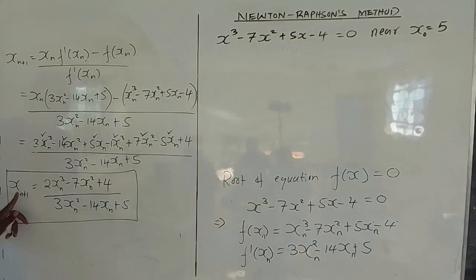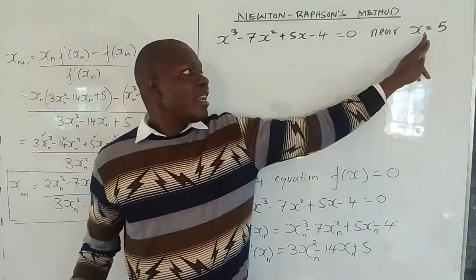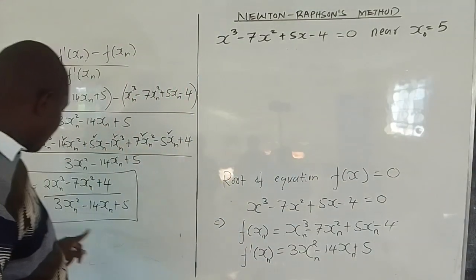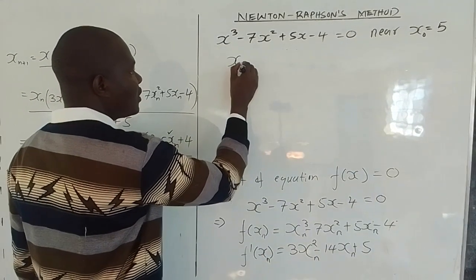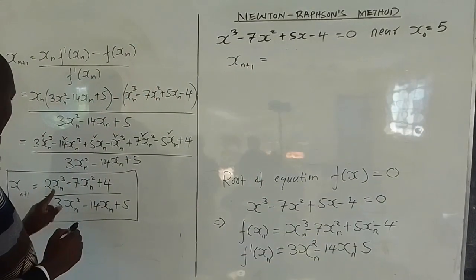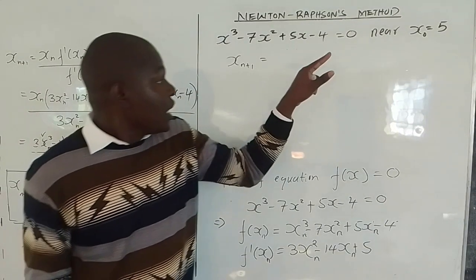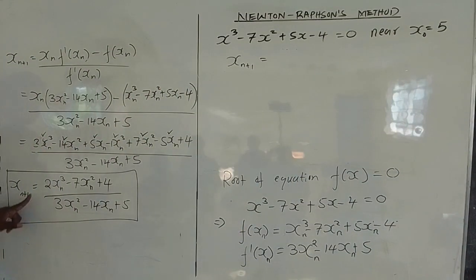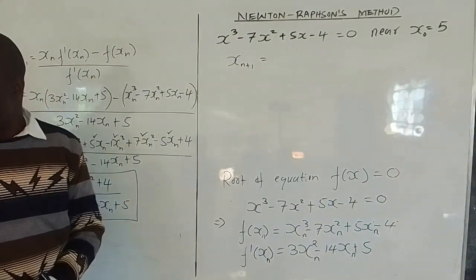So here, this is what we have. Look here. We have xn plus 1. You are told to find the root of this equation when x naught is equal to 5. Are we together? So you come and you see this formula. This is your xn plus 1, it is 2xn cubed. Where there is xn, because if n is 0, it means x1 is equal to 2x naught cubed minus 7x naught squared plus 4, and that x naught you've been given its value. Are you seeing what is happening?